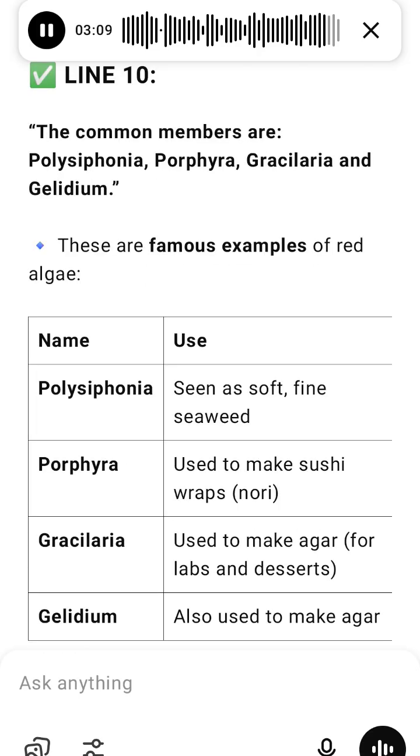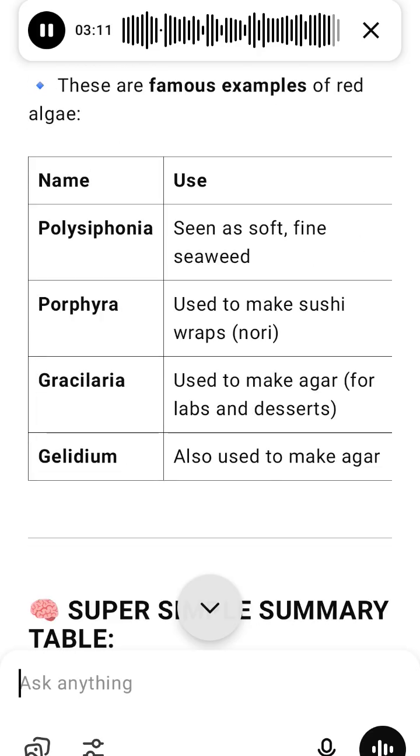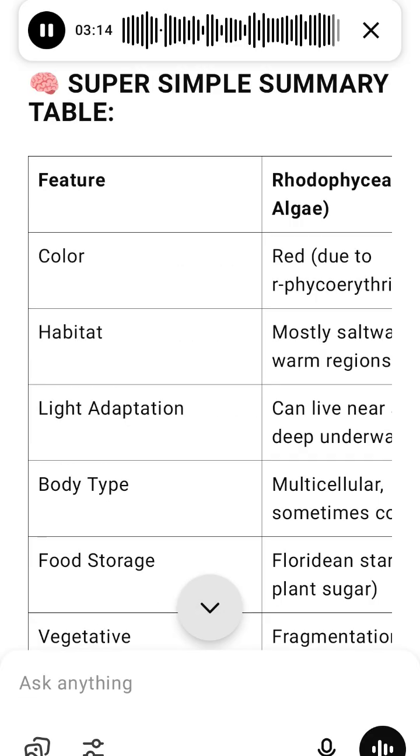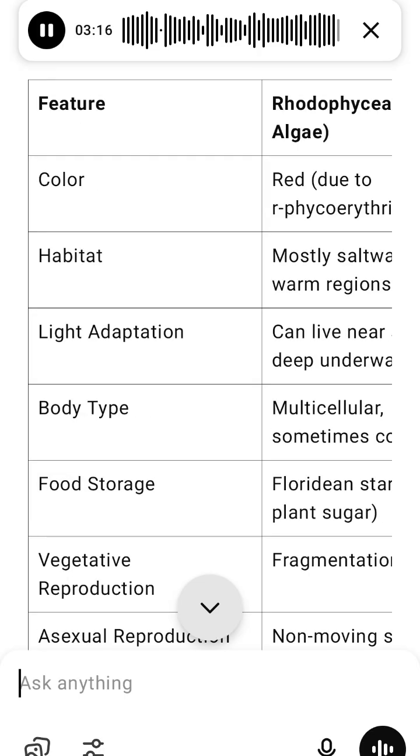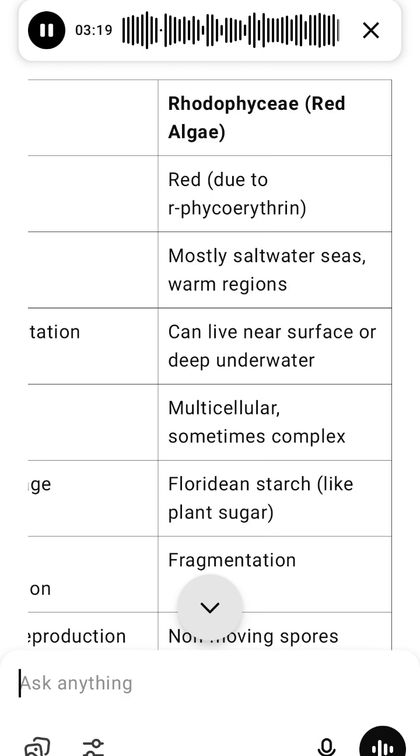3. Sexual reproduction. Also with non-moving gametes. It is oogamous, which means the female cell is big and doesn't move. The male cell is small and also doesn't move. After the male and female cells join, many changes happen inside to make a new red alga. These changes are called post-fertilization developments.